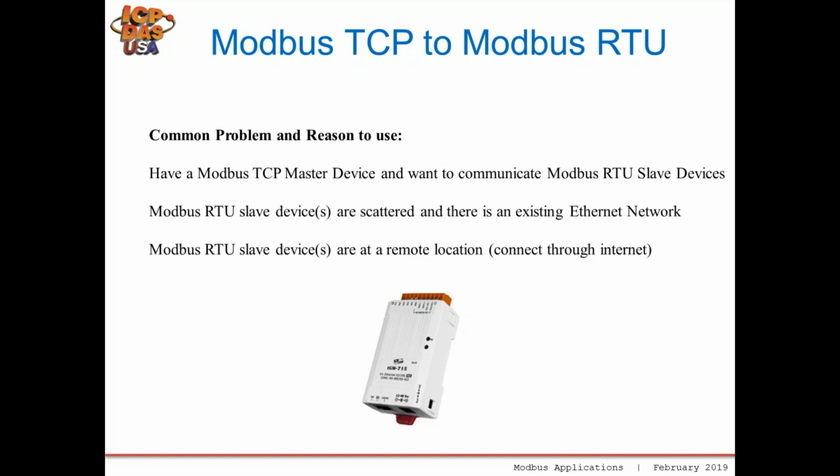slave devices. Some common problems and reasons to use the gateway would be you have multiple masters that you need to communicate to a set of slave devices. So you would use Modbus TCP, which allows for multiple master devices, and you can communicate to a single set of slave devices over the RS-485 bus of the TGW. If you have Modbus RTU devices that are scattered throughout a building or complex where there's an existing Ethernet network, they can easily be added. And when you have Modbus RTU devices which are at remote locations, you can connect through the internet using the TGW series.